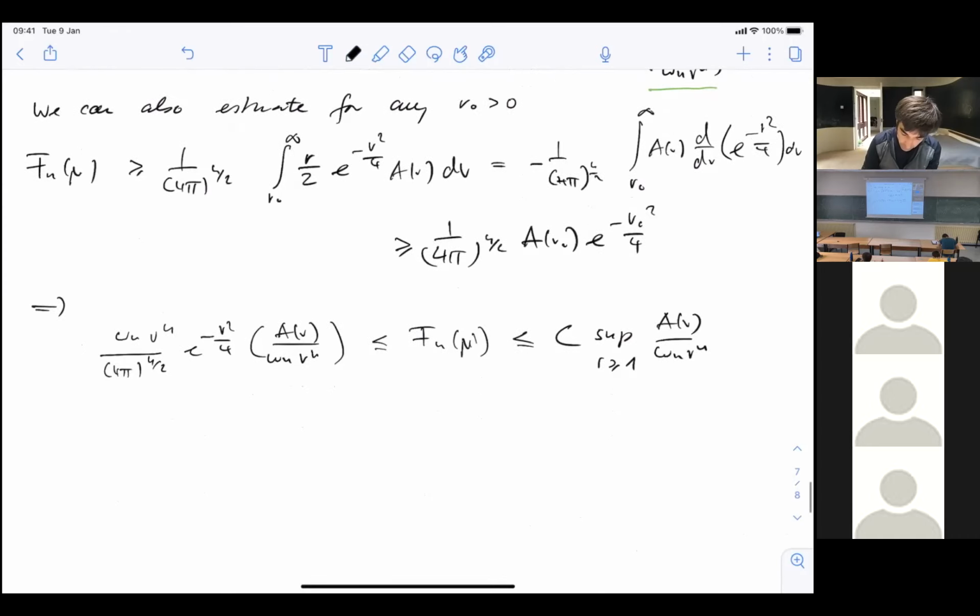Okay, so this gives us a nice control here. This tells you we can control from below and above, and you see this factor deteriorates if r goes to infinity or r to 0, but at least if r is bounded away from 0 and infinity, this gives uniform control.